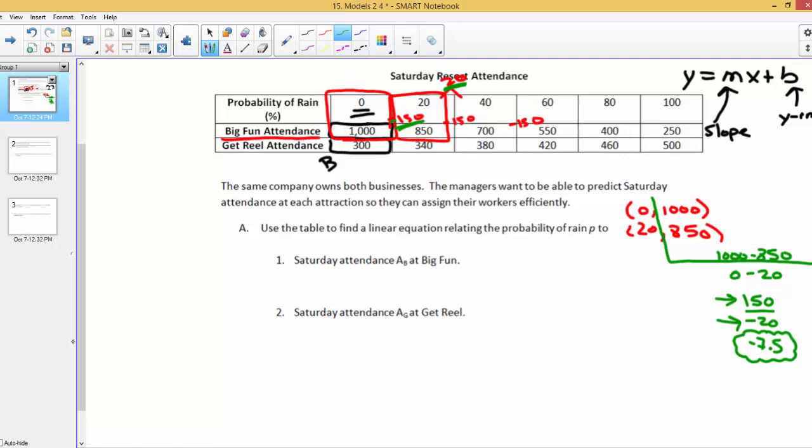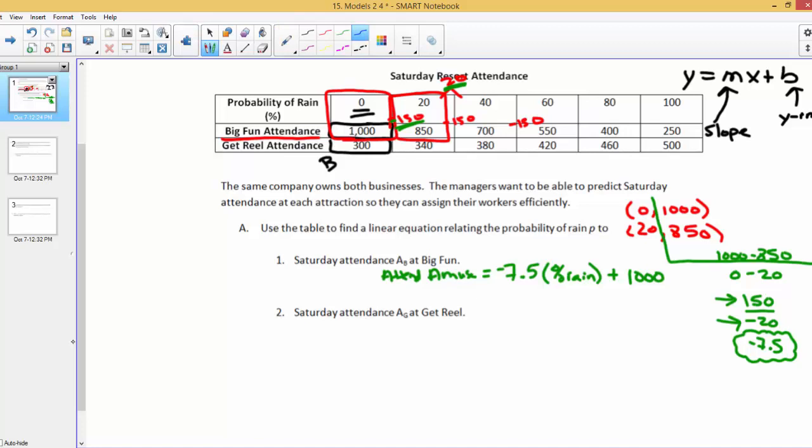So our equation would be the attendance at the amusement park is equal to negative 7.5 times percent of rain plus the b, the starting amount, which is 1,000. So essentially, if there's no rain, you will get 1,000 people there.